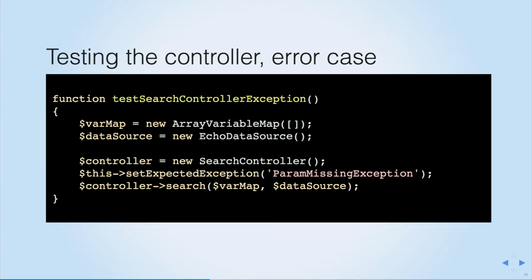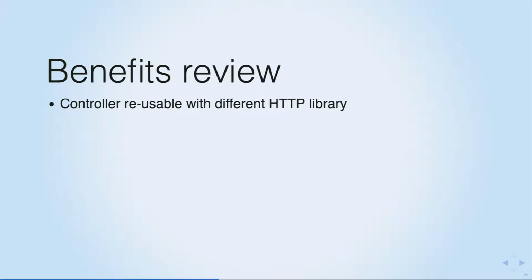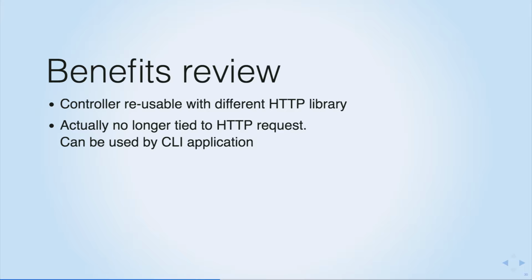So that's a really fast, really simple introduction to interface segregation. All we did was move a little bit of code around and add some interfaces. For that small amount of work, the benefits are: our controller is now no longer tied to an HTTP library. Because it's no longer tied to HTTP requests, we could actually reuse that code in a command line application if we wanted to.